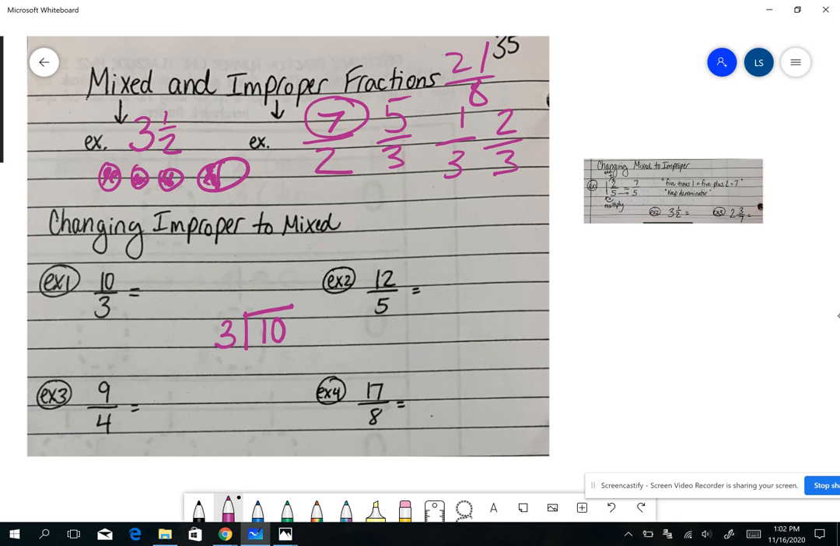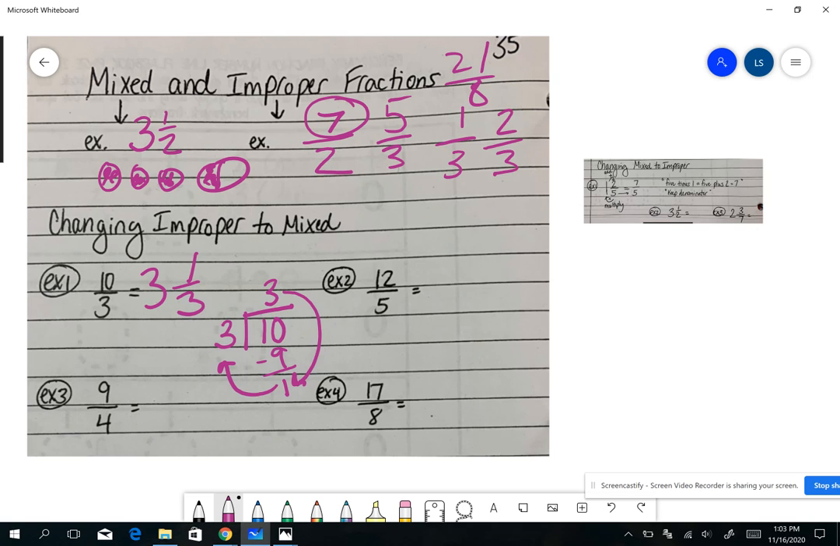How many times can 3 go into 10? It can go in 3 times. 3 times 3 is 9. Minus, you get a remainder of 1. So now you kind of read it like a clock. You get 3 1/3. So your answer is 3 1/3.